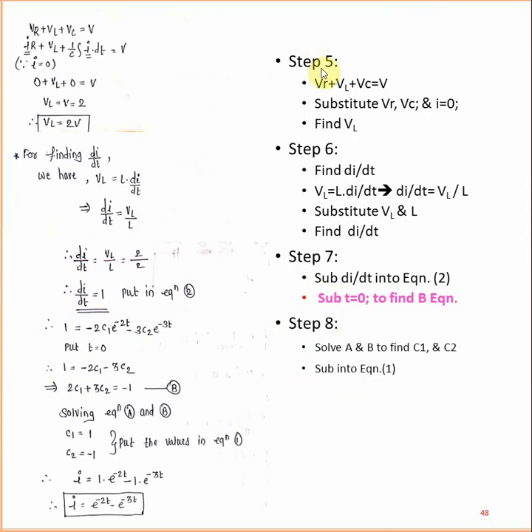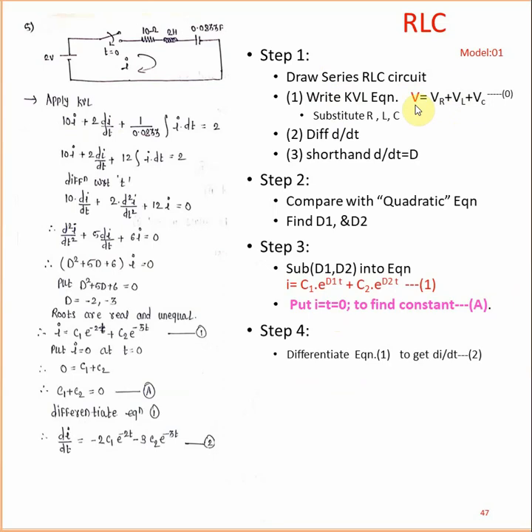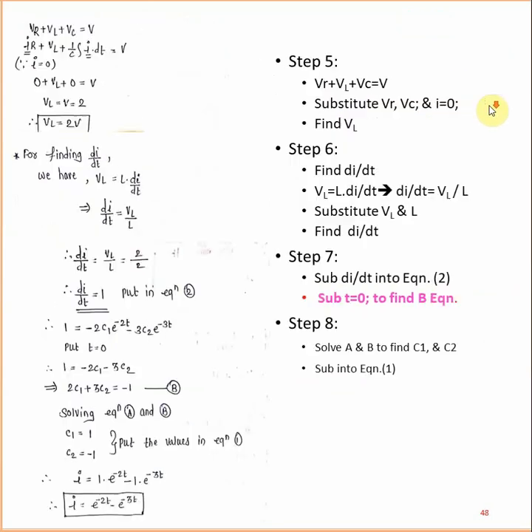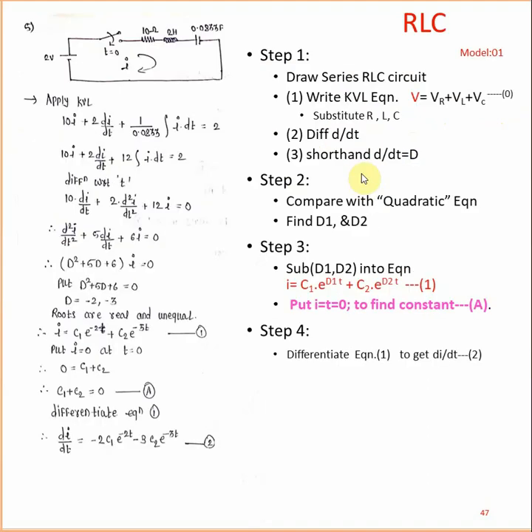And after that, step number 5. Here V is equal to VR plus VL plus VC. Then substitute the VR value, VC value and I is equal to 0. Then find the VL value. After finding the VL value, I will move to step number 6. Find di by dt. So di by dt.